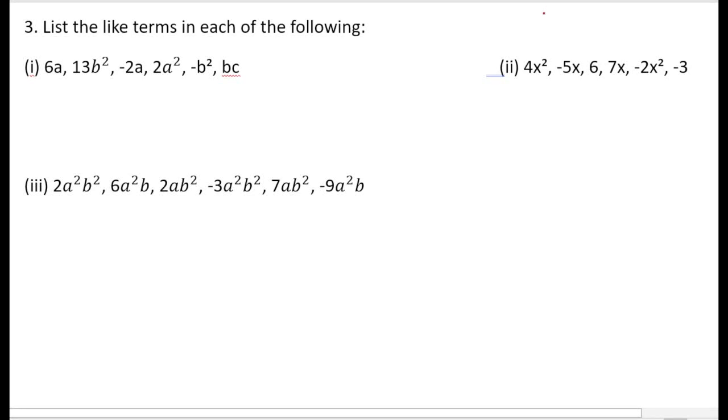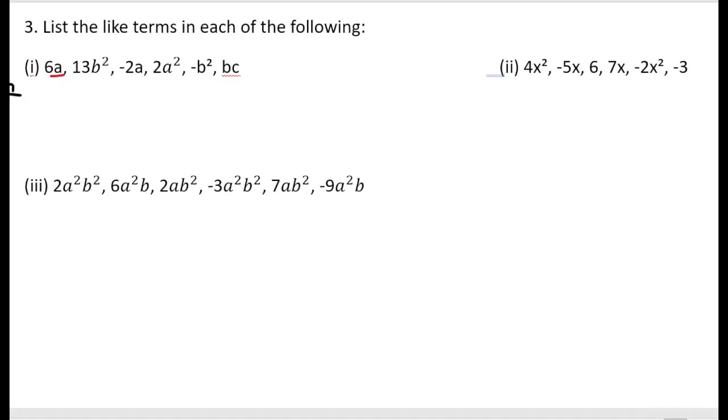Third problem, list the like terms in each of the following. So we need to find out the like terms. What do you mean by like terms? If the terms have the same literal factors, then they are called like terms. Like we are having 6a and minus 2a. So let us start.